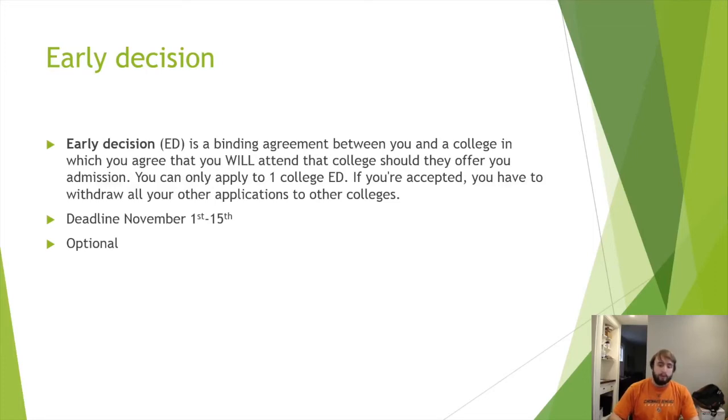The way early decision usually works is you can apply and decide around the same time on which schools you want to get into. Then you can have several other backup schools just in case you don't get in. If you do get into the college of your choice, you're supposed to withdraw the rest of your applications to your other colleges.